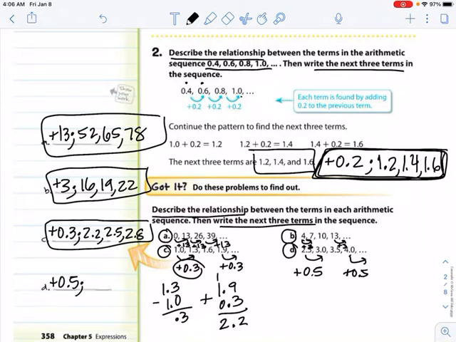So again, I just put a plus. And then my next three terms would be 4.5, 5.0, or if you just write 5, that's fine, and then 5.5.